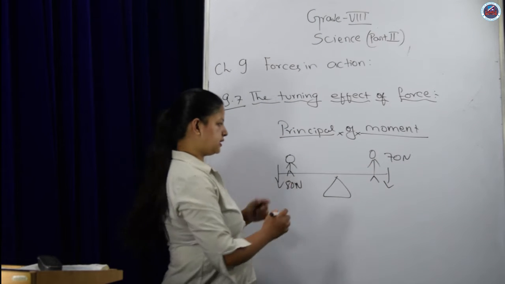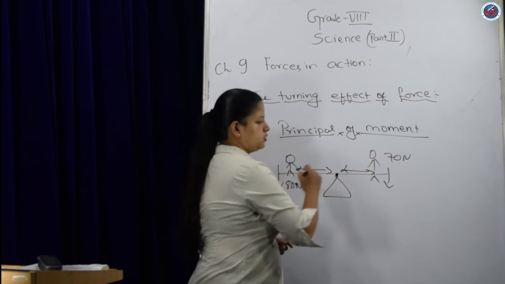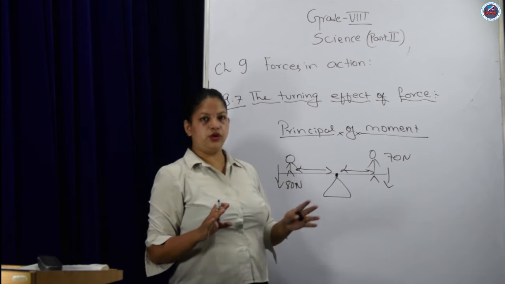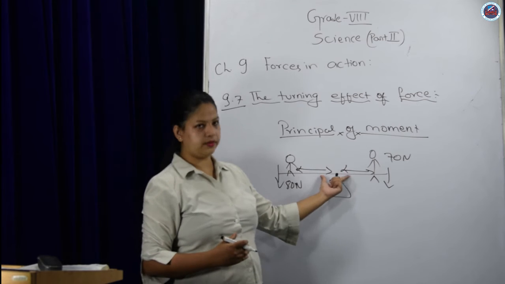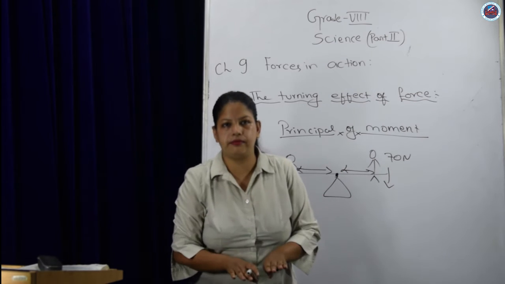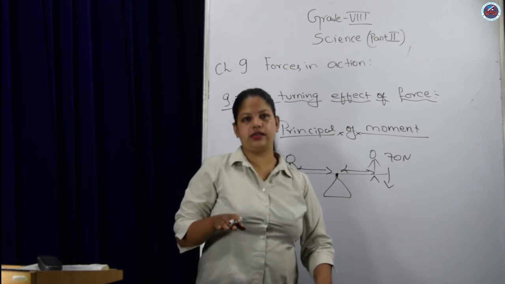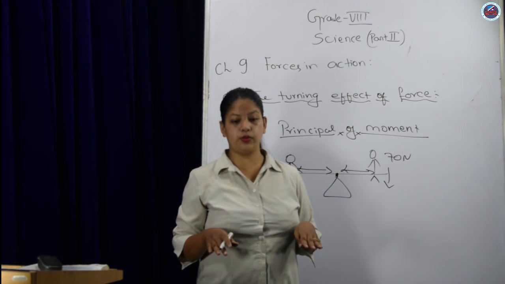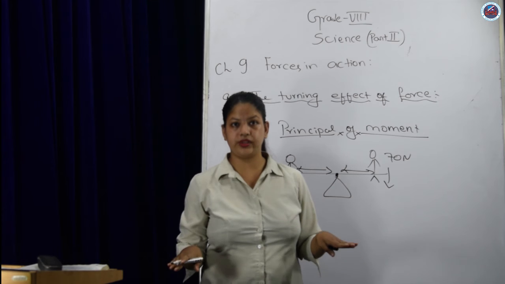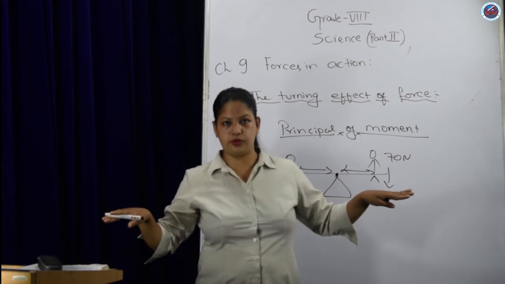In that case, certain distances are there from here to here, fixed point pivot, here to here also certain distance. So the principle of movement says that if this particular scale balance has to be in equilibrium, equilibrium means not moving either side, neither clockwise nor anti-clockwise. While playing seesaw, you might have noticed it. At a certain point, it would be in a fixed place. It won't be going up or down. That position, we call it equilibrium position.